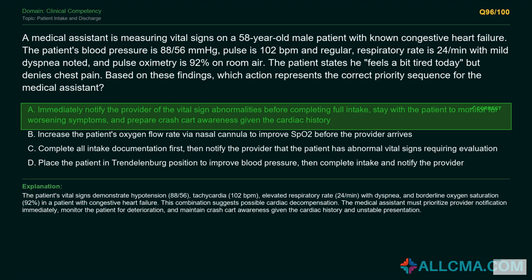The correct answer is A. The patient's vital signs demonstrate hypotension, 88/56, tachycardia, 102 BPM, elevated respiratory rate, 24 per minute, with dyspnea and borderline oxygen saturation, 92%, in a patient with congestive heart failure. This combination suggests possible cardiac decompensation. The medical assistant must prioritize provider notification immediately, monitor the patient for deterioration, and maintain crash cart awareness, given the cardiac history and unstable presentation.